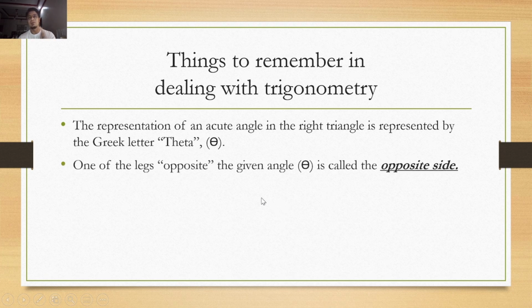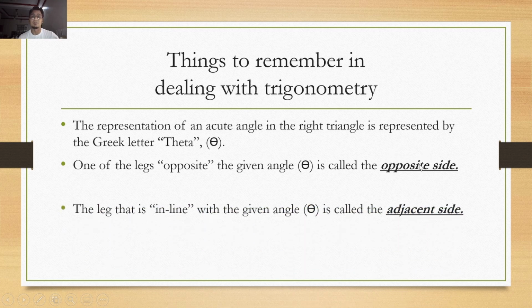Now, we both know that the legs of the right triangle are the sides forming the right angle. Alam natin yon. May isang mahaba, may isang maikli. So one of the legs opposite the given angle is called the opposite side. Kaya pala sabi ni Sir kanina, yung angle lang magsiserve as a reference point. Pag nakita na po natin dyan, tingnan natin yung katapat niyang side, ang tawag doon, opposite side. So, meron po tayong i-deal na opposite side dito.